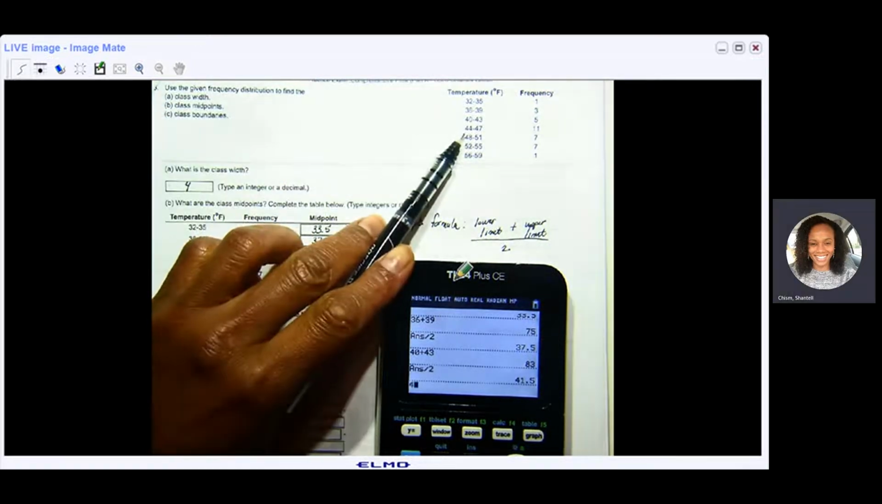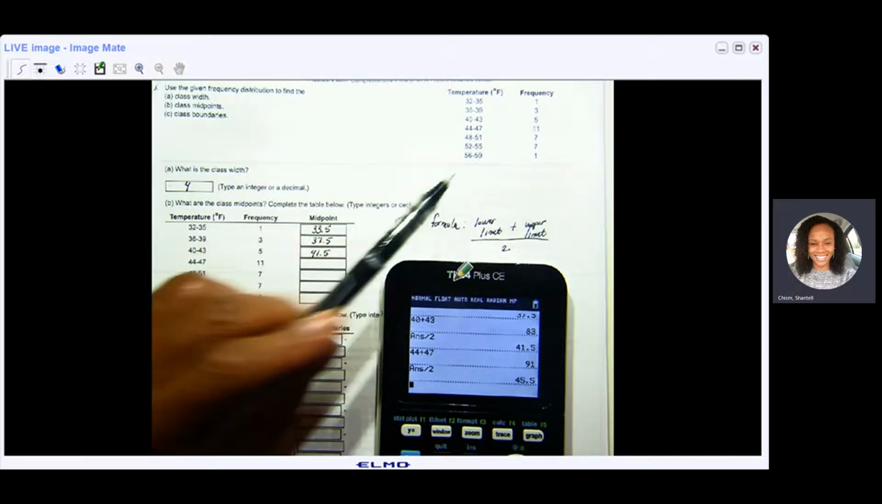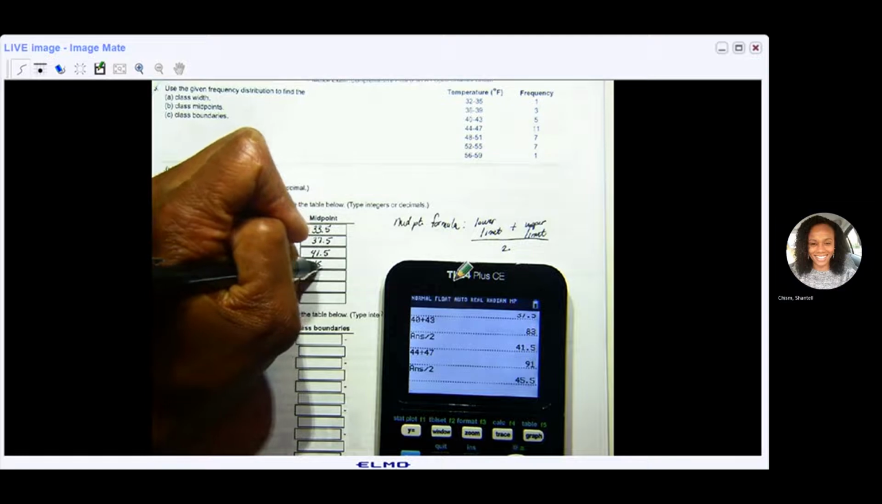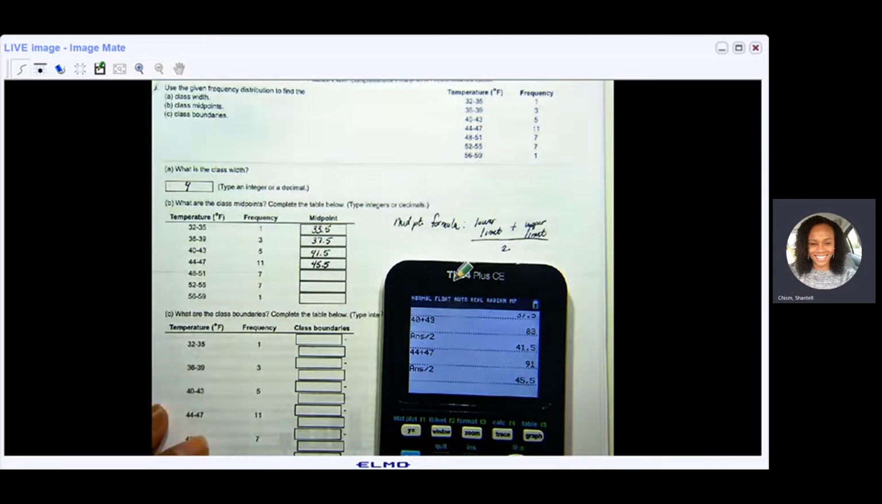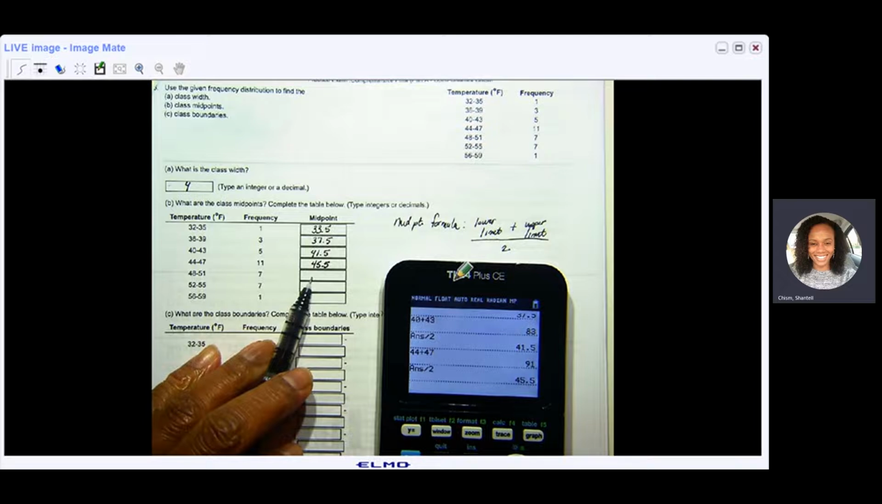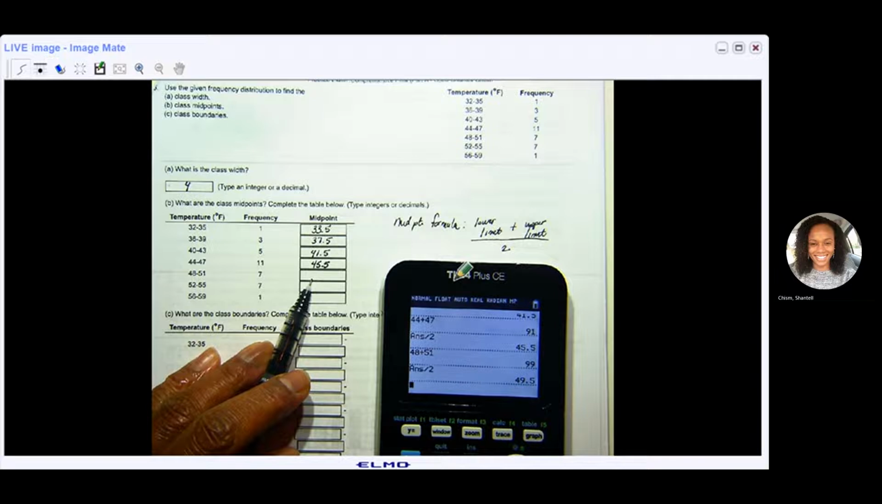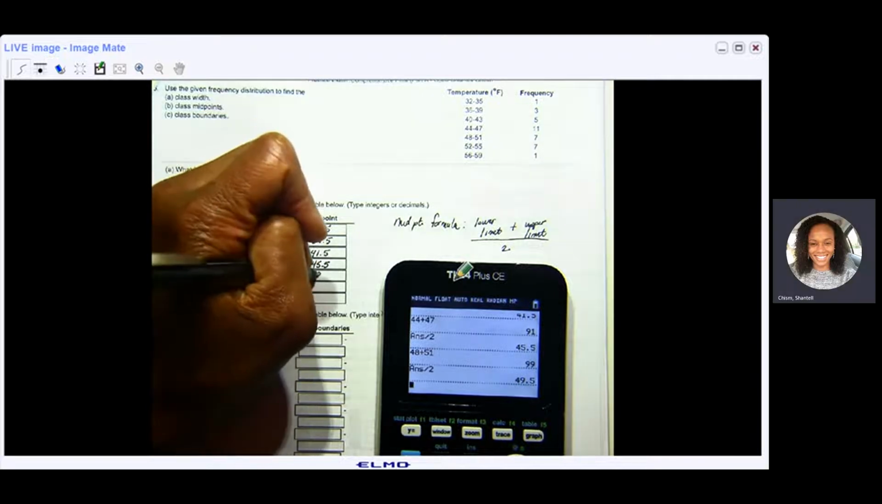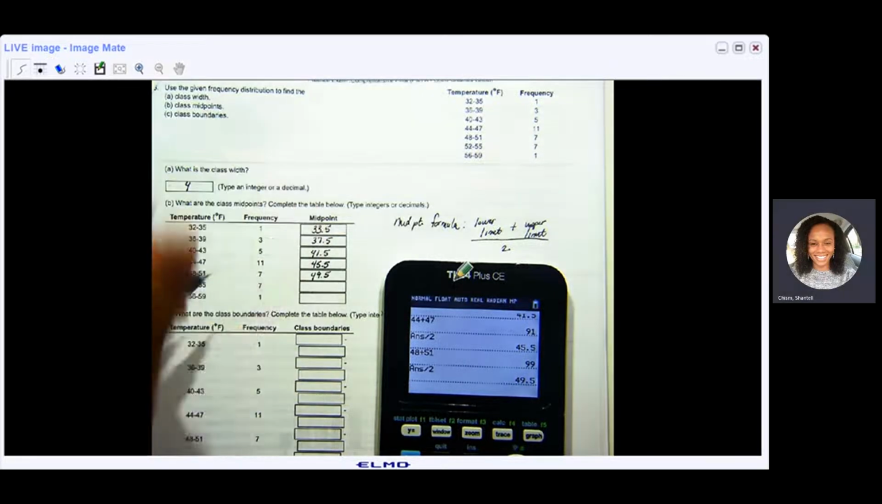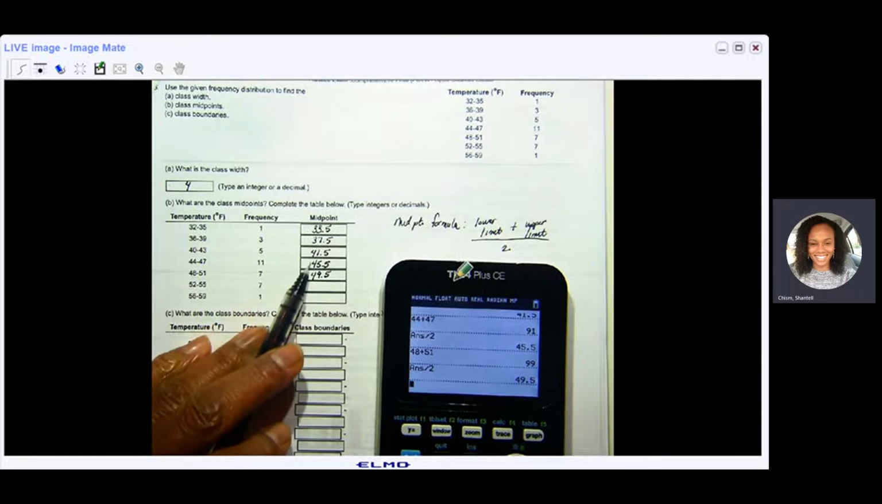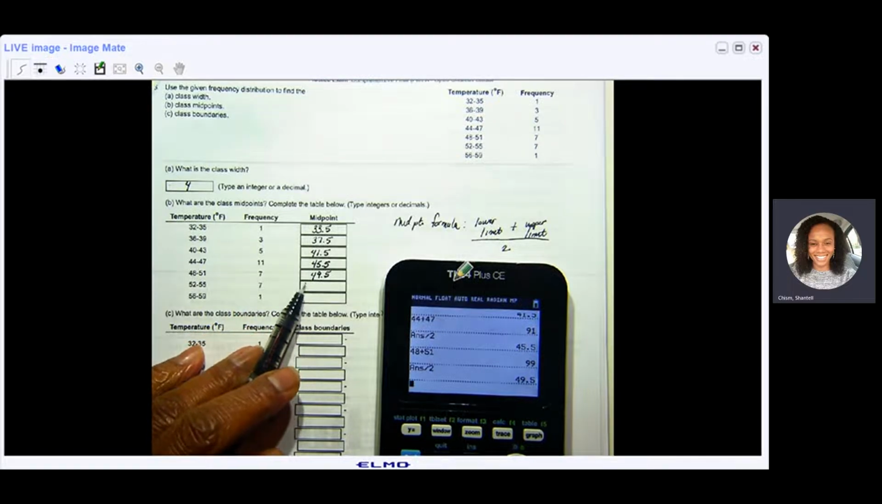The next one, 44 plus 47. Divide that by 2. 45.5. Then we've got the next one, 48 plus 51. Divide that by 2. 49.5. So again, you can see how these are also increasing by 4 every time as well.